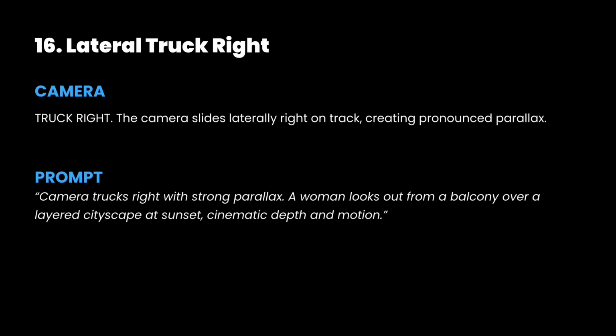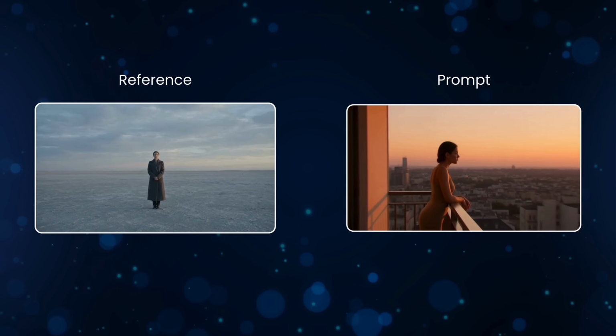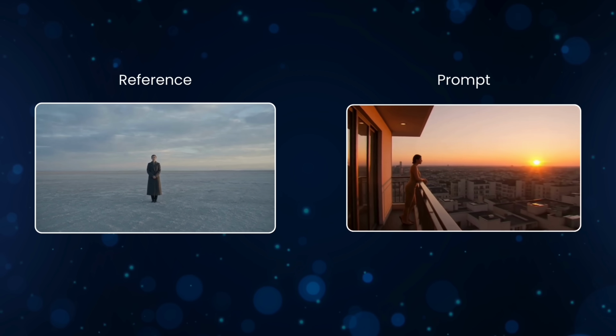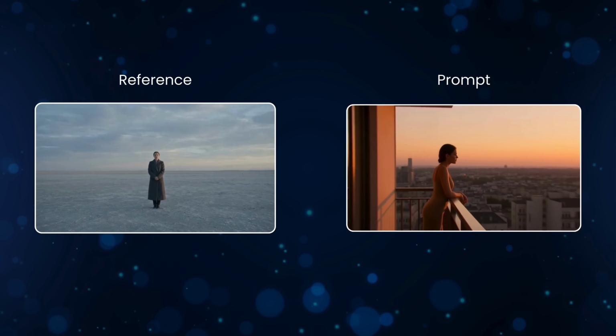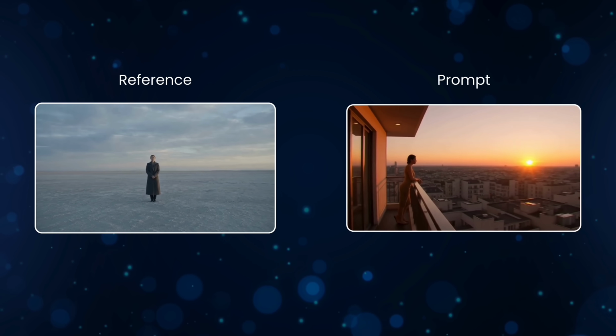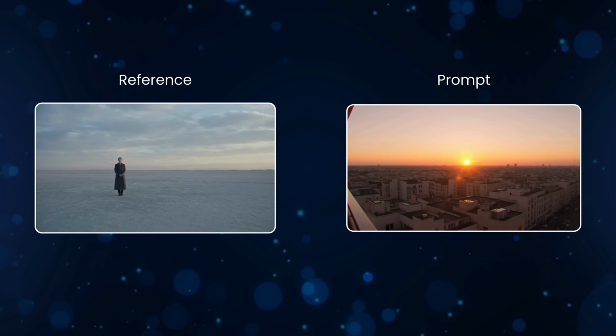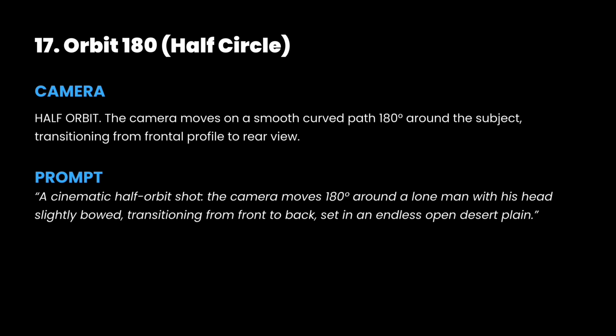Number 16. Lateral truck right. This lateral rightward trucking angle keeps the subject framed while the background shifts in opposing depth layers, enhancing spatial clarity and motion energy. It's most effective in scenes that need visual momentum or environmental scale. Number 17. Orbit 180, half circle.